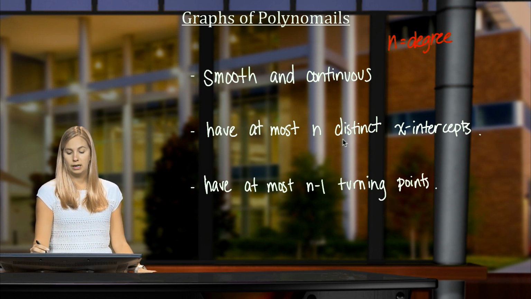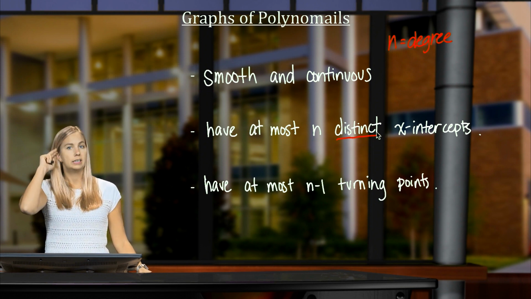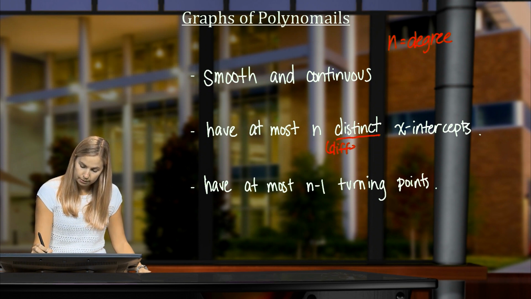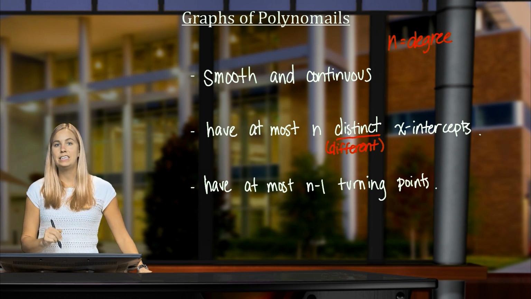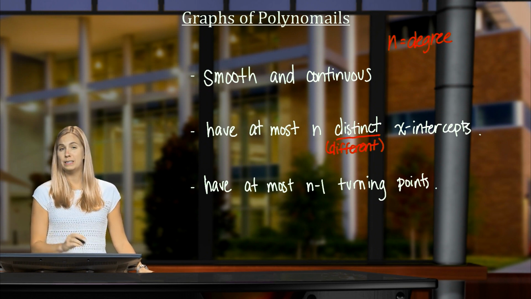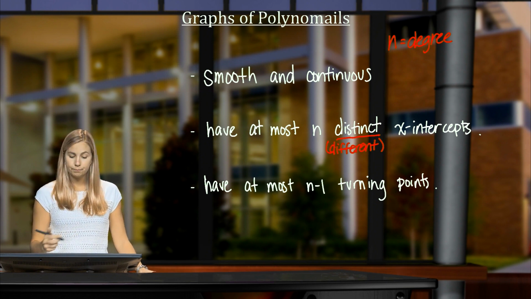In our first statement, n distinct zeros, what do we think the word distinct means here? In this case, distinct is talking about different. There's at most n different x-intercepts, which means that we could have less, right? At most means that many or fewer.